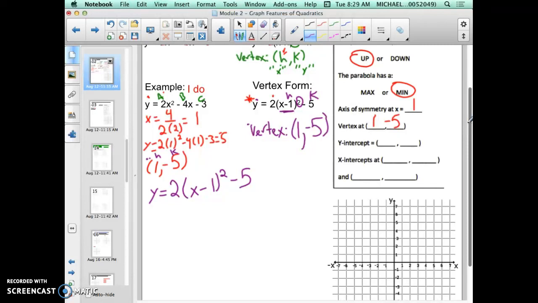So these are two expectations of this objective. If given vertex form, can you just tell me the vertex, knowing that the h term is always lying to you? And if given the vertex of a function, can you write it in vertex form? It's pretty straightforward. You just have to know that if it's positive in the coordinate point of the vertex, it's going to be negative in the actual function and vice versa for the h term. All right.